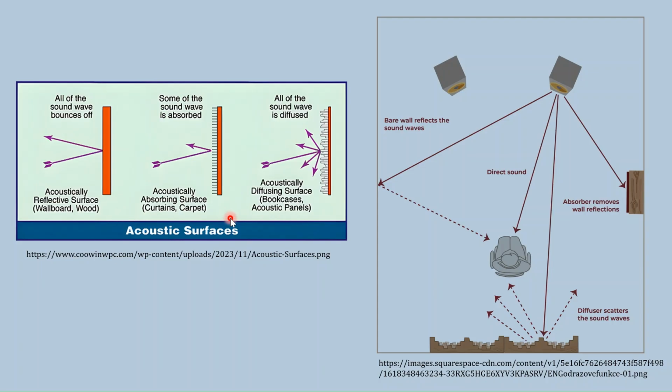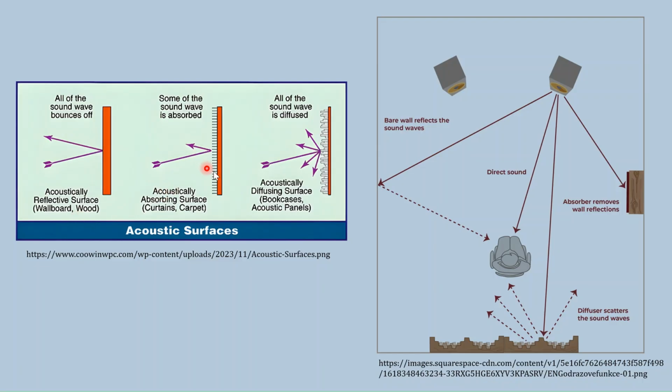The surfaces inside a room can be classified into three categories: acoustically reflective surface, acoustically absorbing surface and acoustically diffusing surface. When we are using the term acoustically, it means we are talking in reference to the sound waves. So any surface which reflects the sound waves is considered an acoustically reflective surface. Here all of the sound waves are getting bounced off, and the examples are wallboard and wood.